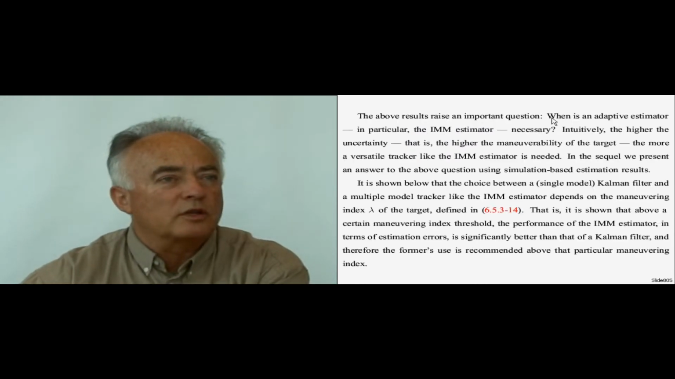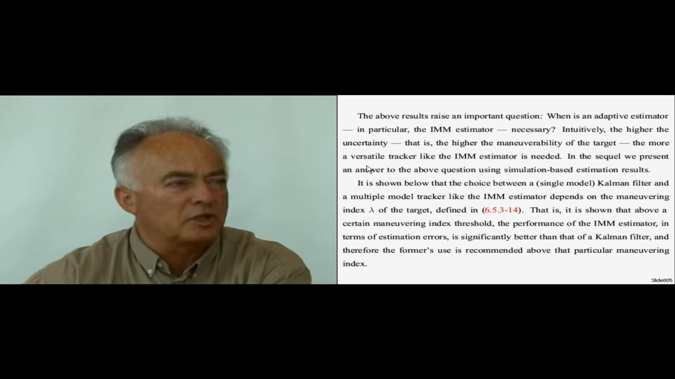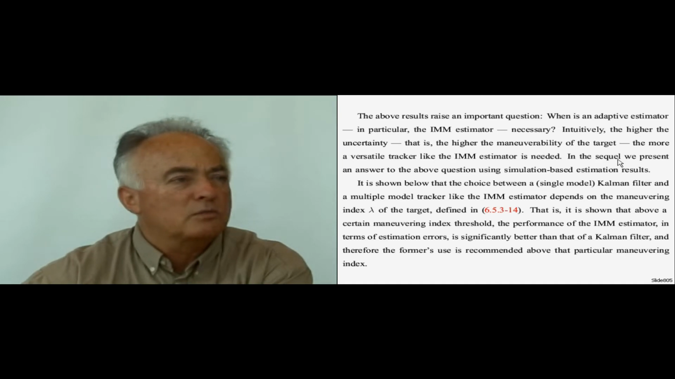So the question is the following. When is an adaptive estimator, in particular the IMM estimator, necessary? Based on pure intuition, the higher the uncertainty, the higher the maneuverability of the target, the more versatile a tracker, like the IMM, is needed. So next we'll present an answer to this question using some simulation-based estimation results.